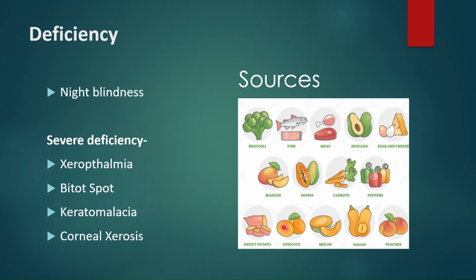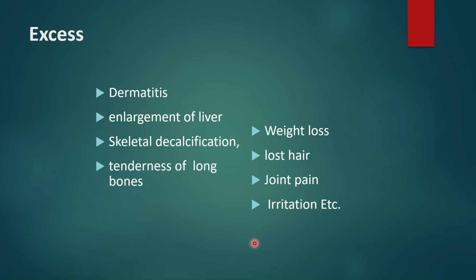Deficiency of vitamin A may cause night blindness, xerophthalmia, Bitot's spots, keratomalacia, and corneal xerosis. The richest sources of vitamin A include cod liver oil, fish liver oil, meat, avocados, seeds, carrot, and other fruits. Excess intake of vitamin A may cause dermatitis, enlargement of liver, skeletal decalcification, tenderness of long bones, weight loss, loss of hair, joint pain, irritation, etc.